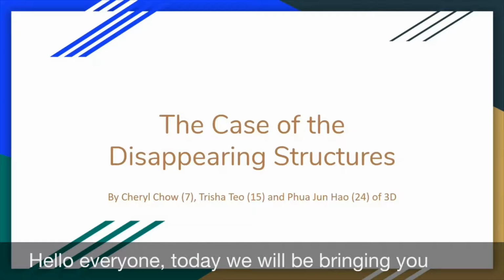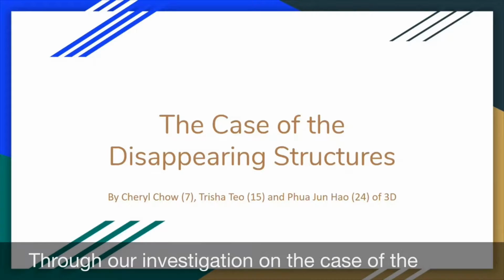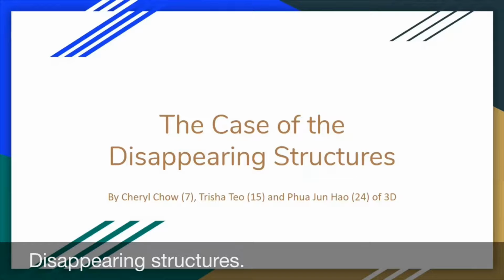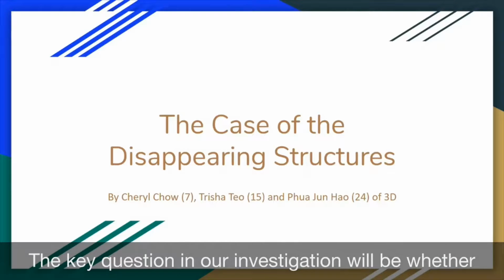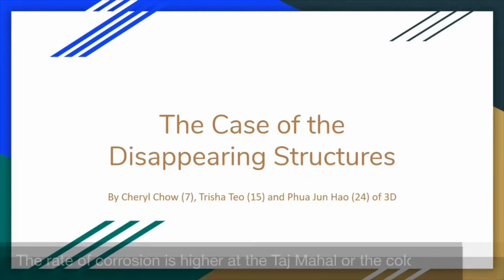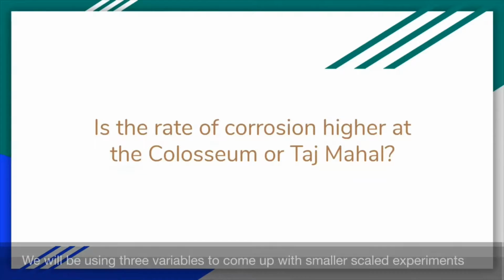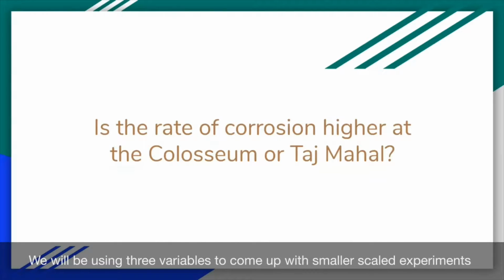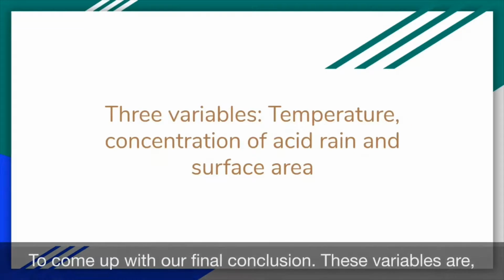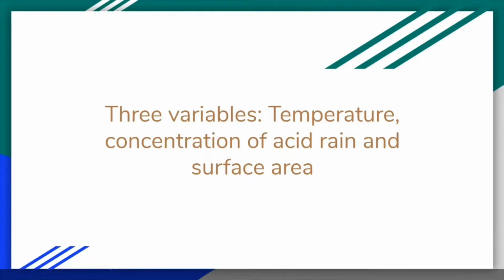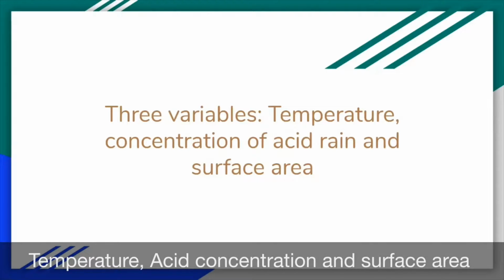Hello everyone. Today we will be bringing you through our investigation on the case of the disappearing structures. The key question in our investigation will be whether the rate of corrosion is higher at the Taj Mahal or the Colosseum. We will be using three variables to come up with smaller scaled experiments to come up with our final conclusion. These variables are temperature, acid concentration, and surface area.